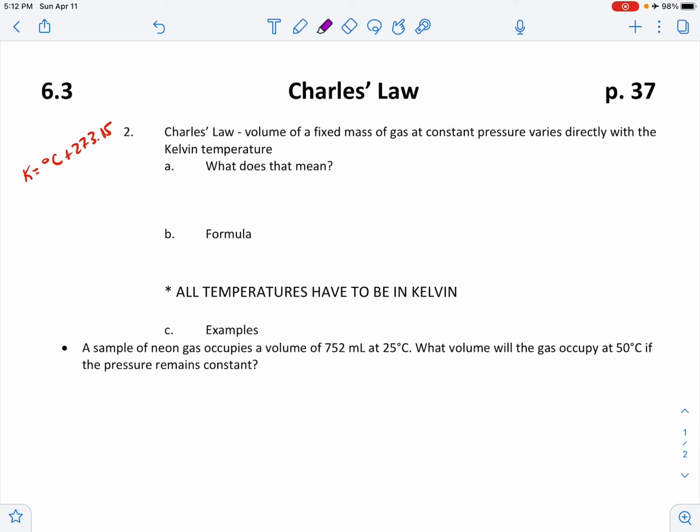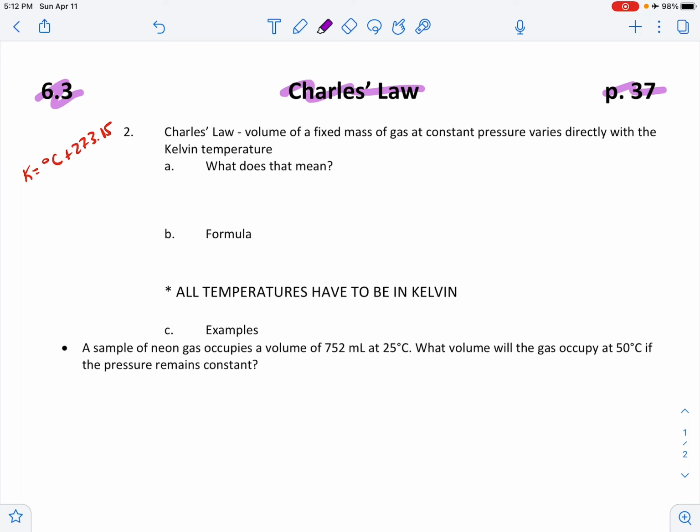This is Charles' law. We'll highlight in purple today. 6.3, Charles' law, page 37. What Charles' law says is that the volume of a fixed mass of gas, so that means we have the same number of moles, at a constant pressure, so pressure is going to stay constant and not change here, means our volume and our temperature vary directly. If you remember, with Boyle's law, they vary inversely.